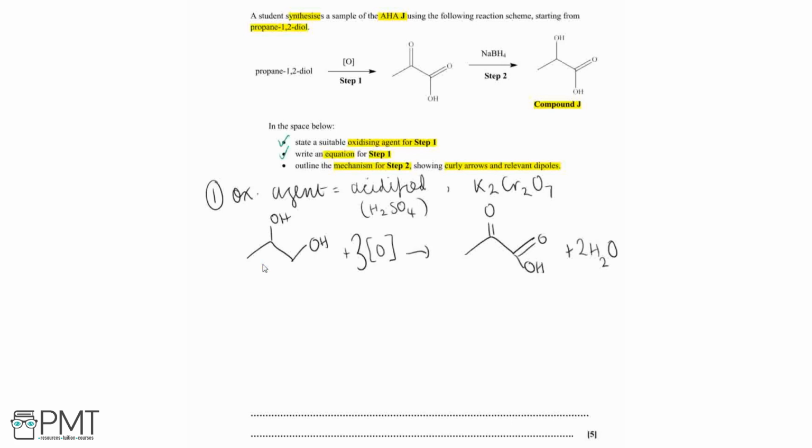So now we're going to have a go at outlining our mechanism for step 2 overall. So for step 2, we're going from our carbonyl-based compound to our alpha-hydroxy amino acid compound J. And we're using our sodium tetrahydridoborane, which is a strong reducing agent overall. So the first thing to note is that this is going to be a reduction reaction.